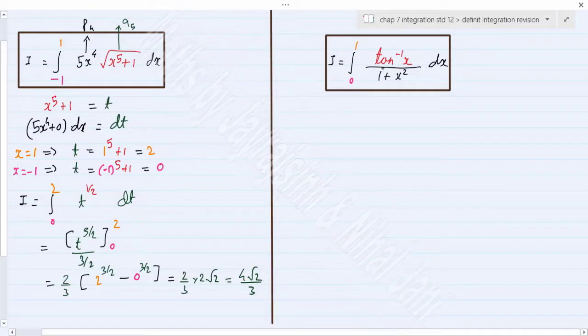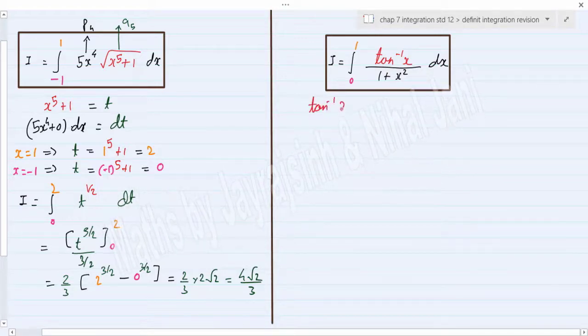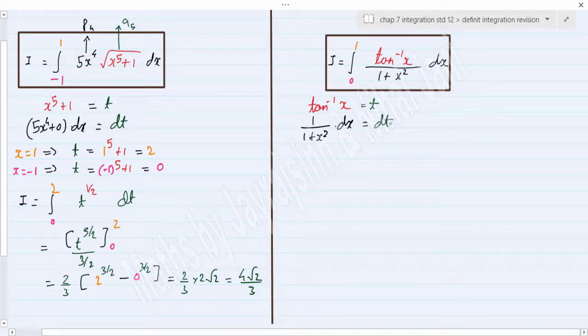In this question, we have to integrate tan inverse x upon 1 plus x square. Limit is from 0 to 1. The differentiation of tan inverse x is available with the multiplication of dx. So it is preferable that we should assume tan inverse x is equal to t. Differentiate both the sides. We will get 1 upon 1 plus x square dot dx will be your dt.